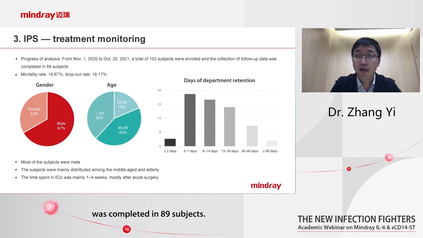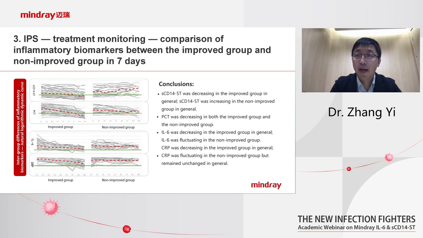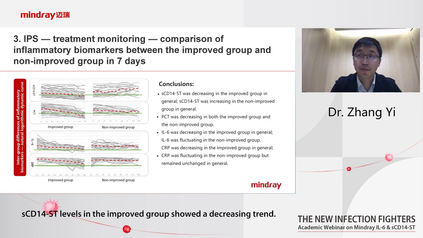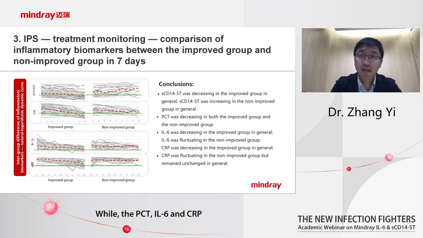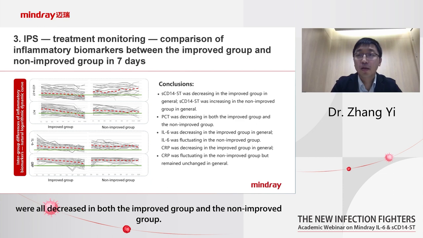For 7 days of treatment, sCD14-ST levels in the improved group showed a decreasing trend. And in the non-improved group, the sCD14-ST showed an increasing trend, while the PCT, IL-6, and CRP were all decreased in both the improved group and the non-improved group.